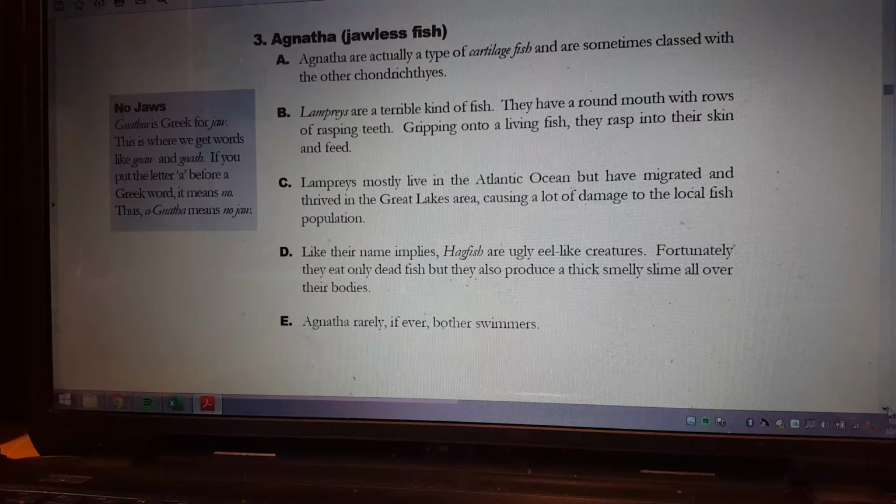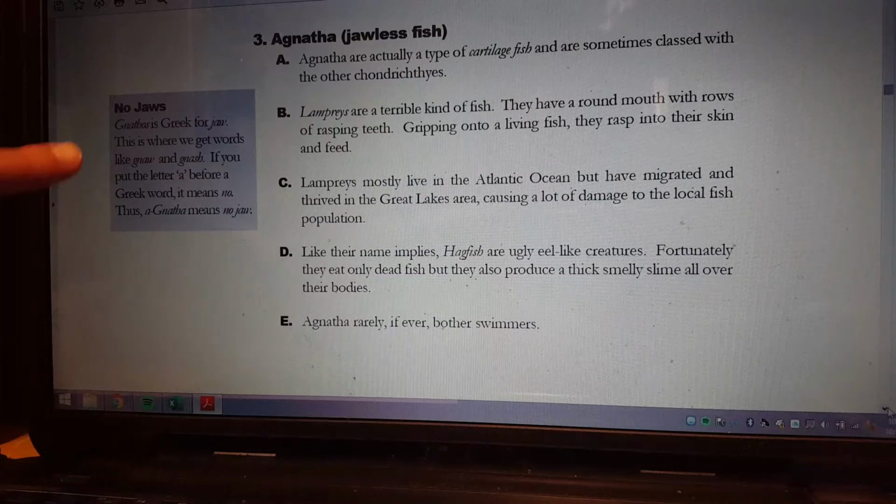D. Like their name implies, hagfish are ugly, eel-like creatures. Fortunately, they eat only dead fish, but they also produce a thick, smelly slime all over their bodies. E. Agnatha rarely, if ever, bother swimmers.